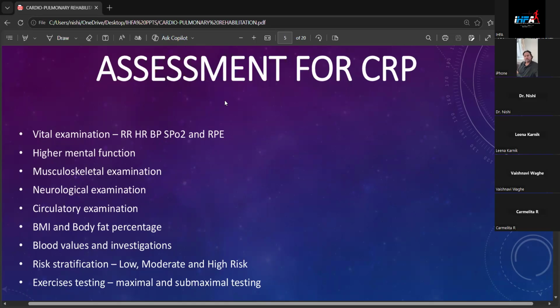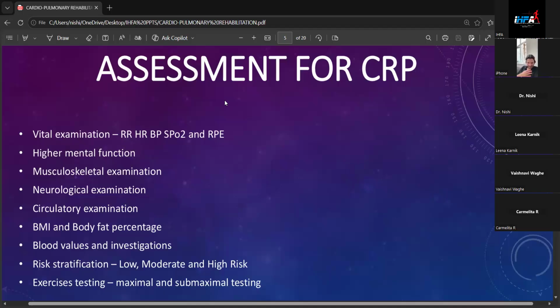Next is BMI or body fat percentage. Many patients who have cardiac or pulmonary diseases will have some kind of cholesterol or metabolic disorder. If you know their BMI, you will understand the risk factor and also how much muscle mass or body fat mass the patient has. According to that, it will be easier for you to start the rehabilitation, because the major lifestyle change we advise in heart or pulmonary conditions is weight loss. With the help of BMI and body fat percentage, we will understand whether the person is obese, overweight, or normal weight. Next is blood values and investigations.